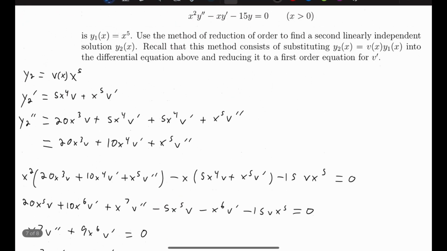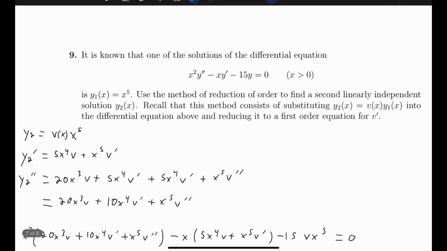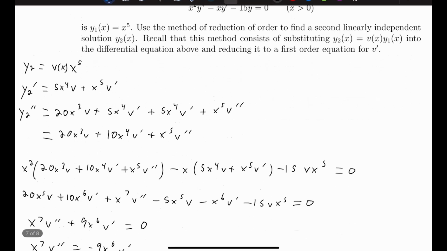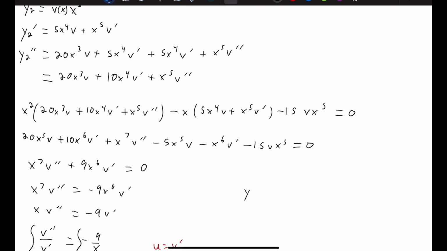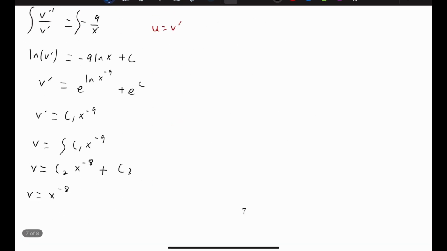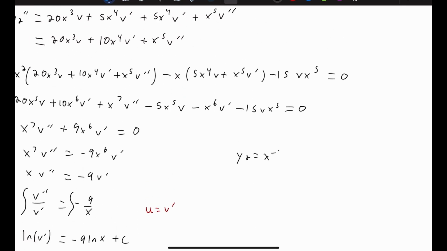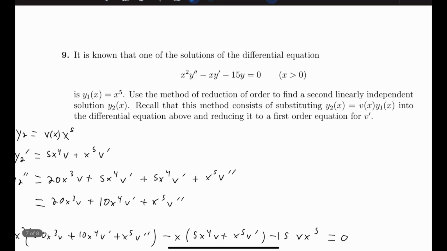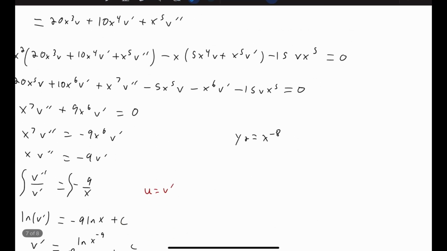Now remembering where we started all the way up here with y2 equals v times y1, we can rewrite y2 equals our v from down here, so x to the negative 8. And then remember the y1 that we plugged in was x to the 5th. And that gets us y2 is going to be equal to x to the negative 3.